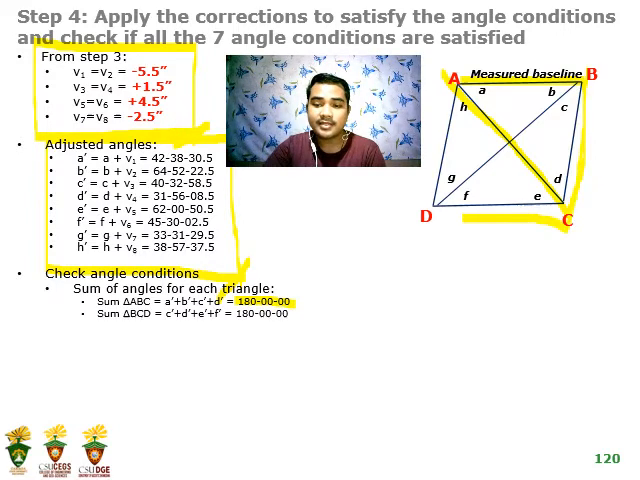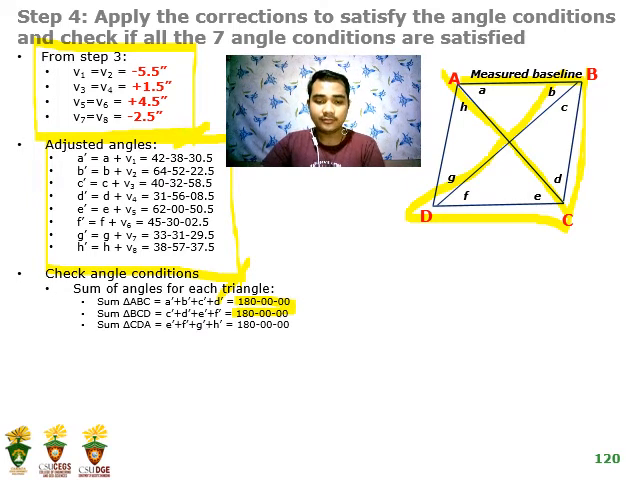Next is the sum of the triangle BCD. So BCD should equal 180 degrees. And if you calculate these values, the interior angles of triangle BCD, C, D, E, F, equal 180 degrees. Therefore, the second triangle is satisfied. Next is triangle ACD or CDA. Its interior angles are E, F, G, H. So when you add E, F, G, H, you can have this value of 180 degrees. Therefore, it satisfies our condition for angles.